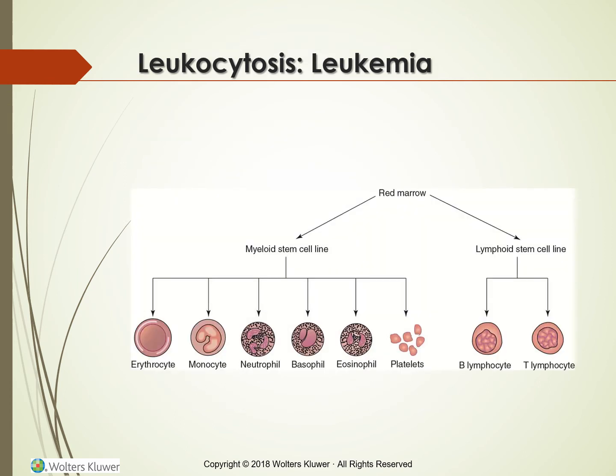In this figure 31.3 on page 528, you can see from the red marrow, production of lymphoid stem cells and myeloid stem cell lines. The lymphoid stem cell line produces B lymphocytes and T lymphocytes. The myeloid stem cell line produces erythrocytes, monocytes, neutrophils, basophils, eosinophils, and platelets. This figure is showing the maturation of myeloid and lymphoid stem cells. Leukemia is classified according to the bone marrow stem cell line that is dysfunctional.